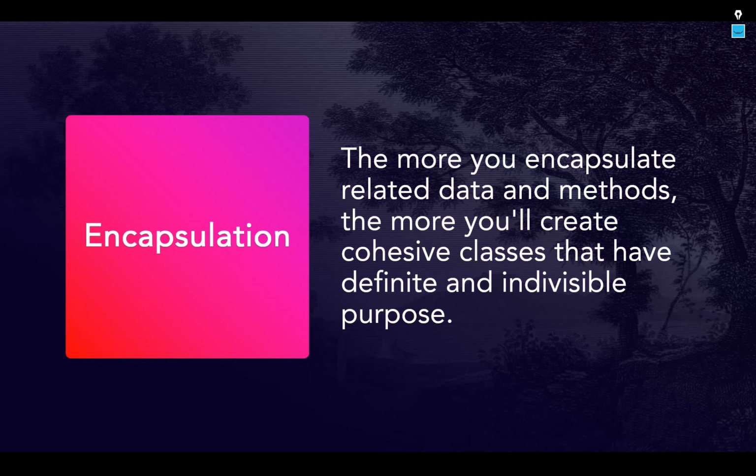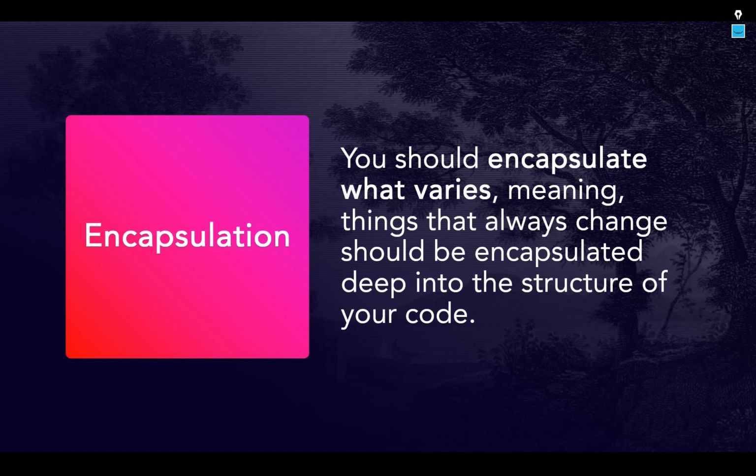The second point: you should encapsulate what varies. And this adage right here is one of the most repeated phrases in object-oriented programming: encapsulate what varies. What this means is that things that always change should be encapsulated deep into the structure of your code. This will help you with maintainability since changing isolated data or behavior will have less impact on the whole system.